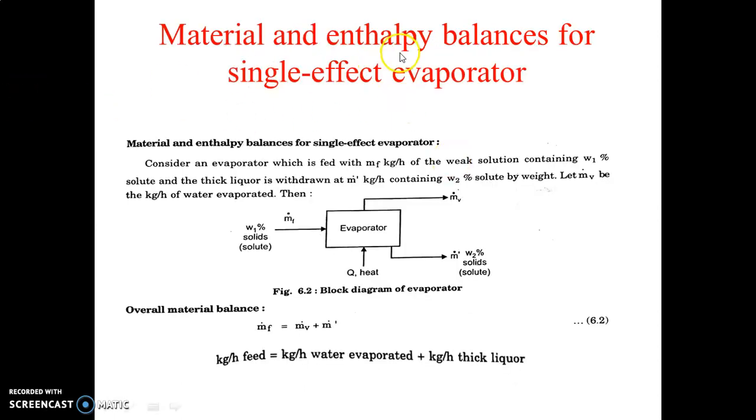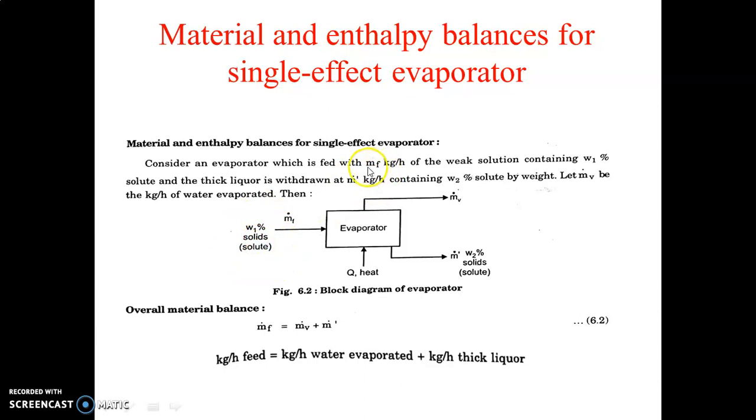The next part is we will discuss the material and energy balance, that means enthalpy balance, for the single effect evaporator. So here we are going to discuss only the single effect evaporator, that means only one evaporator. This is the block diagram of the evaporator. In this block, this is the evaporator. You have to provide the heat, Q means heat. Then you have to provide the solution material. This is called the feed.